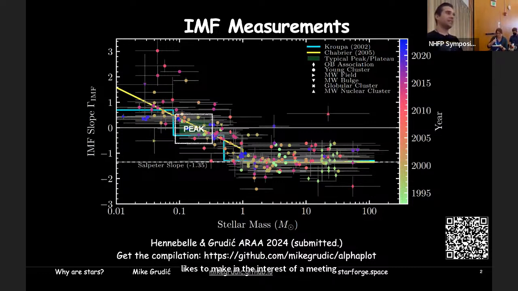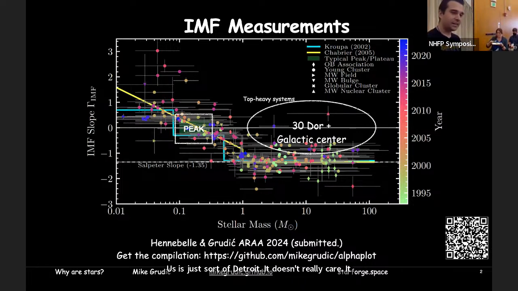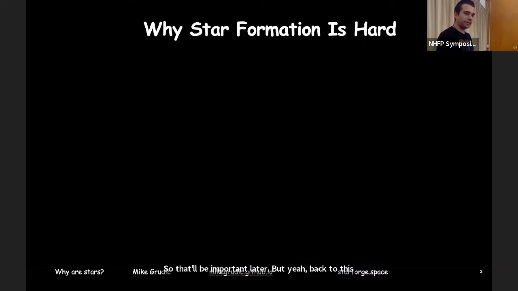To first order, the galaxy is just a machine for turning gas into M-dwarfs, and everything else, both larger masses and smaller masses, us, is just sort of detritus. It doesn't really care. It really likes to make M-dwarfs. And it's actually not so trivial to understand why that is. This will be important later, but I'd also like to point out that some of these shallower slopes seen at high masses are in the galactic center, where things are very dense. So that'll be important later. But yeah, back to this question, why do we have all these M-dwarfs flying around?